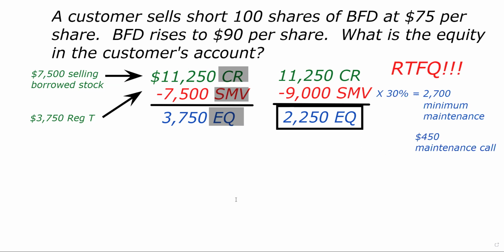The answer to the question is 2,250, but it could have asked us other things, right? RTFQ. We should have known there's a problem because we should have been able to take the credit register, which in this case is 11,250, divide by 1.3, and we would know that 9,000 is going to be a problem because that is market value at maintenance. So 11,250.